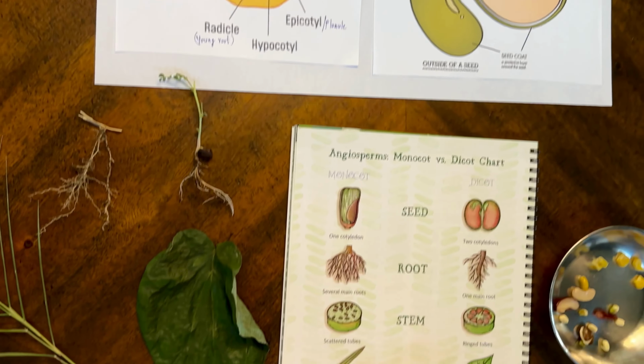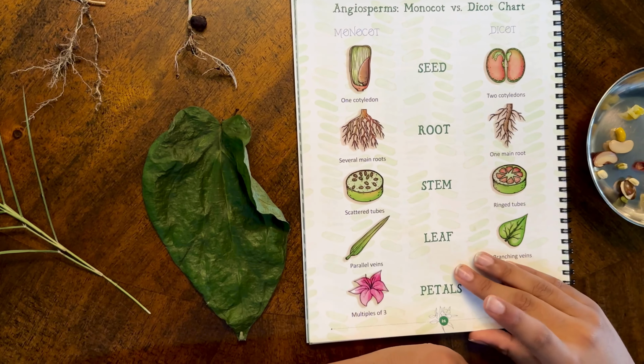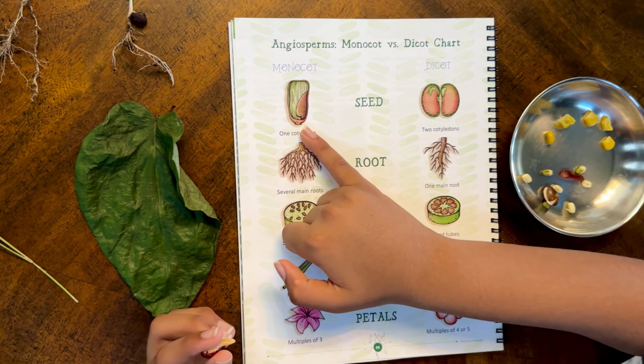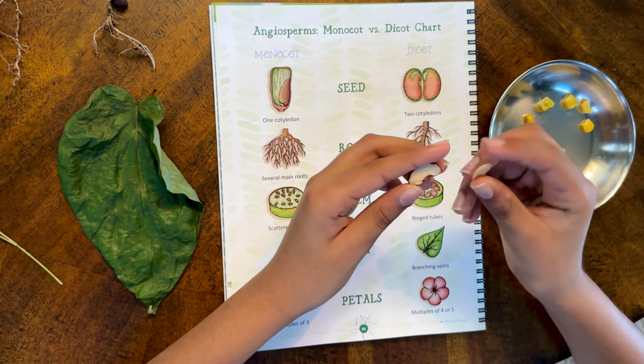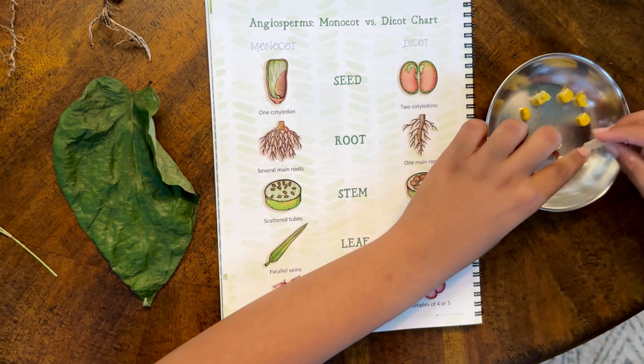So now let's move on to the differences that you could find between these two. Monocotyledon, like I just said, there's only one cotyledon, like the corn, like I showed, but for dicotyledon, there's two, as shown over here with the kidney beans.